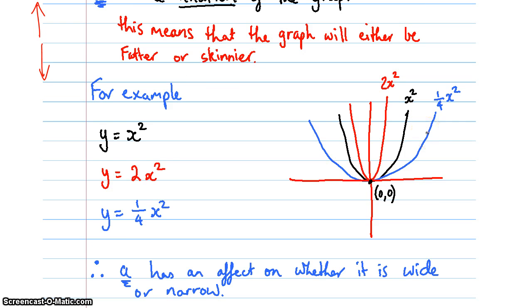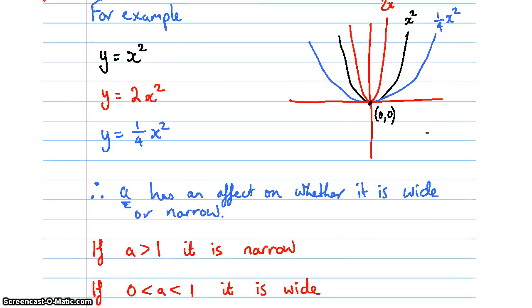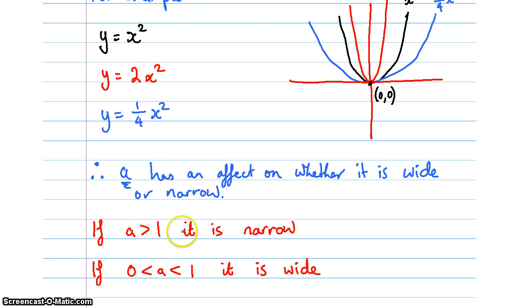So A has an effect on whether it's wide or narrow. I can tell you that if A is bigger than 1, then it's narrow, like this example just here. And if A is between 0 and 1, it ends up being wide, like this. Okay, so when A is between 0 and 1, it's been squashed, and when A is greater than 1, it's been stretched.